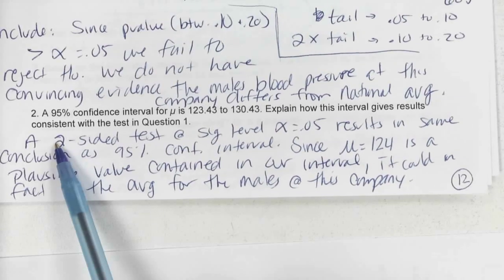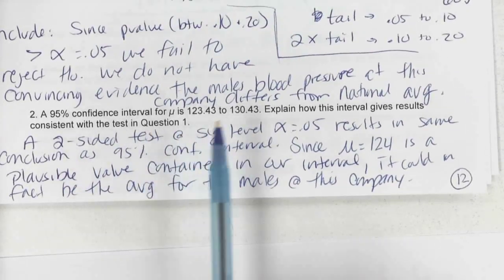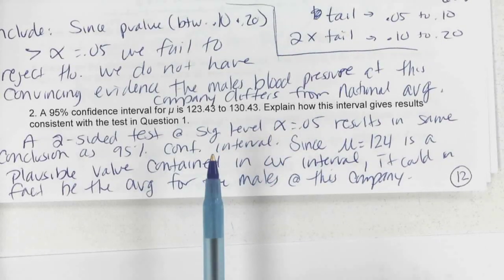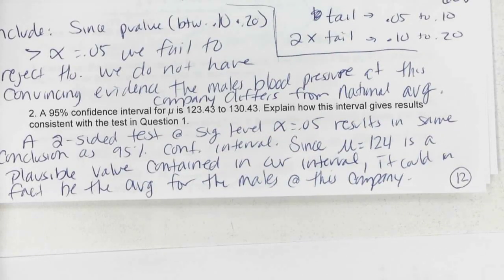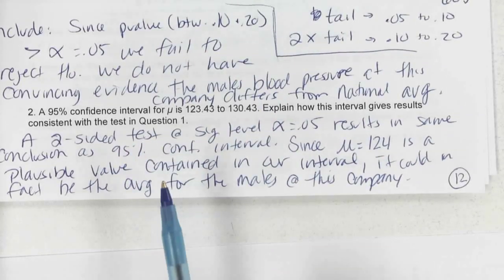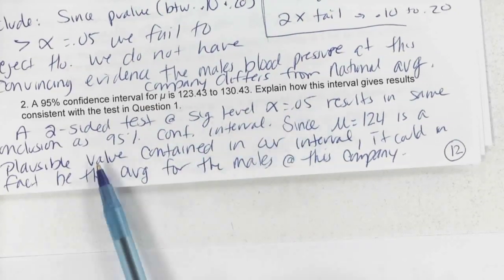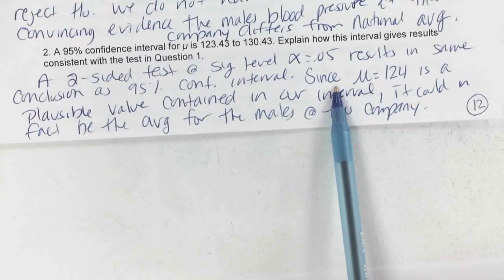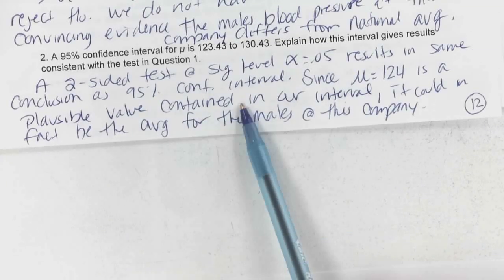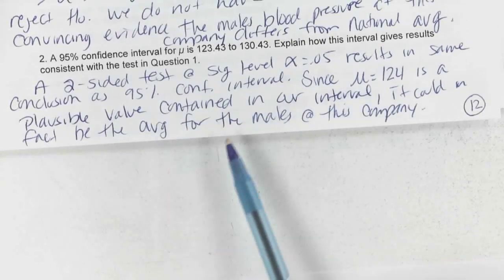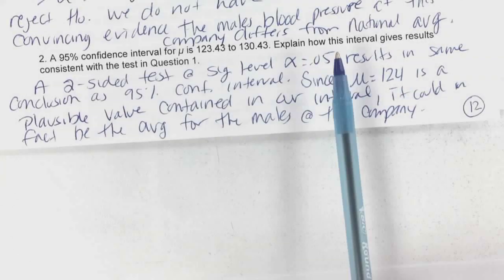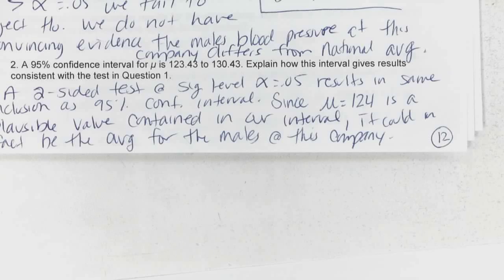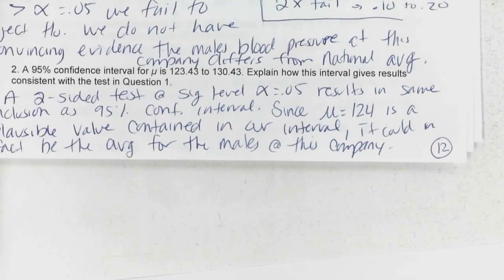If it was a one-sided test and our significance level was 5%, that would actually correspond to a 90% confidence interval. I'm not going to get into that too much in this lesson. Just going to make the quick connection here. So, summarizing what I had noted a moment ago, since the mean of 124 is a plausible value contained in our interval, it could in fact be the average for the males at this company. So our 5% significance level and our results here do coincide with a 95% confidence interval.